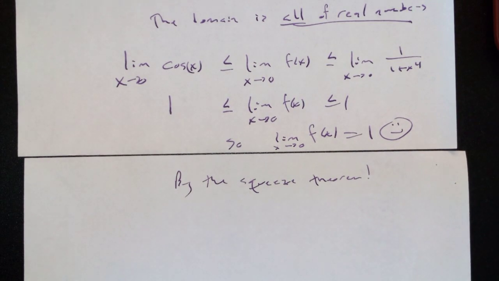But what if it was like 1 is less than or equal to the limit of the function is less than or equal to 2? Then I have no idea what the value is, do I? What you're saying is it's between here and here. There are a lot of numbers in there, aren't there? I haven't squeezed tight enough. Otherwise, I don't get to use the squeeze theorem. The squeeze theorem only works when the outside squeeze together and touch.